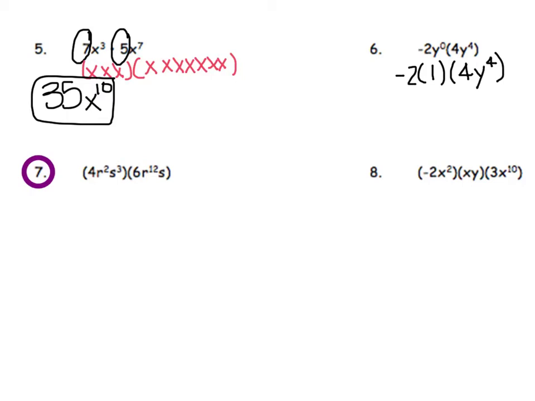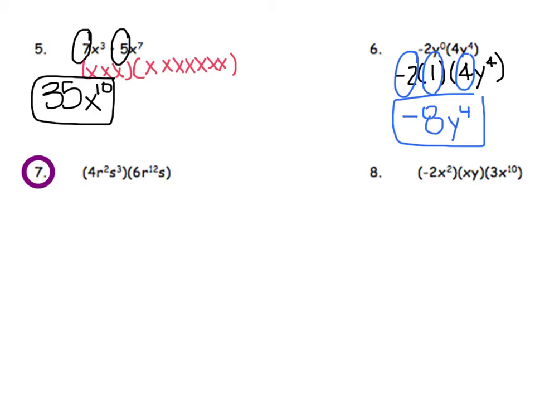Alright, well we have 3 numbers here. So I'm going to circle all 3. Negative 2 times 1 times 4, we can do mathematically, and that gives us negative 8. And notice the only letter that I have left is y to the 4th, so therefore I keep it. There's 4 y's. That is the answer.